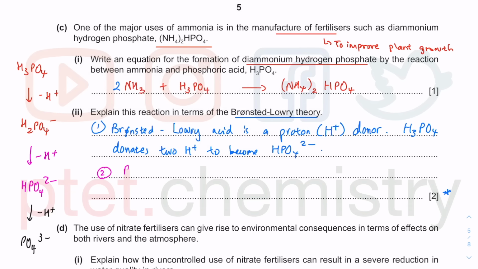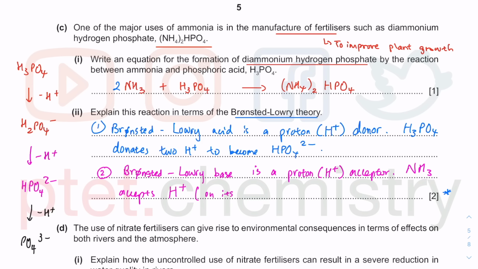The second bit, a Brønsted-Lowry base is a proton acceptor. So if you accept protons, that means it's a proton acceptor. I guess both things are the same thing. You could have said it accepts protons, or you could have said it's a proton acceptor. It doesn't matter. I'm just trying to follow the same standard as I did in the previous question, really. So the ammonia accepts protons. Each ammonia accepts 1 proton on its lone pair of nitrogen to form the ammonium ion.